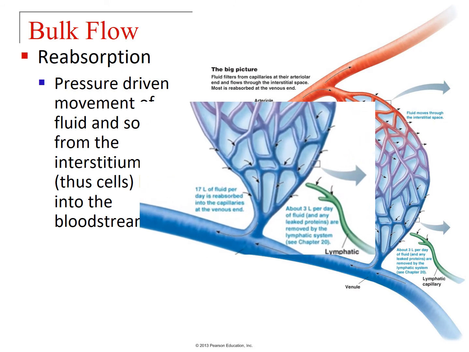So if we take a closer look at this, now remember in the last slide, I told you that 20 liters of fluid per day gets filtered. Of those 20 liters, only 17 liters actually gets reabsorbed into the capillaries at the venous end. And so where do the remaining 3 liters of fluid a day go? Well, about 3 liters a day actually get removed by the lymphatic system, which we're going to see a little bit later on this semester.